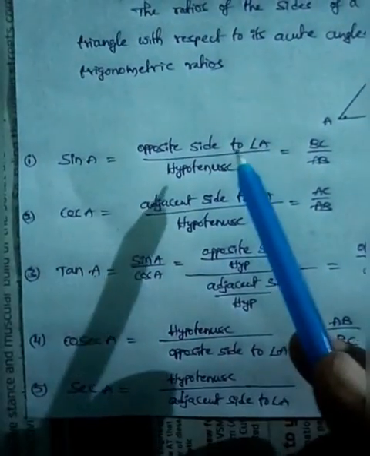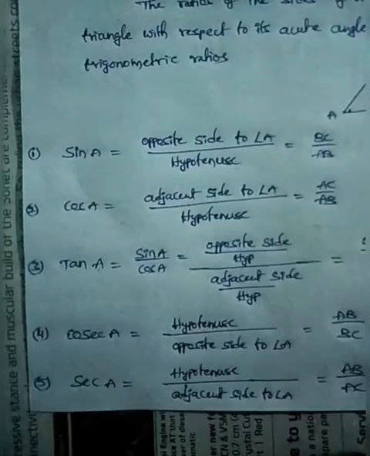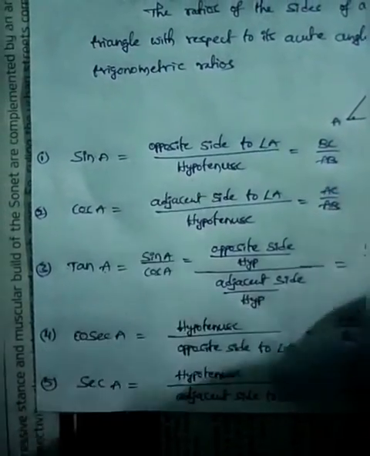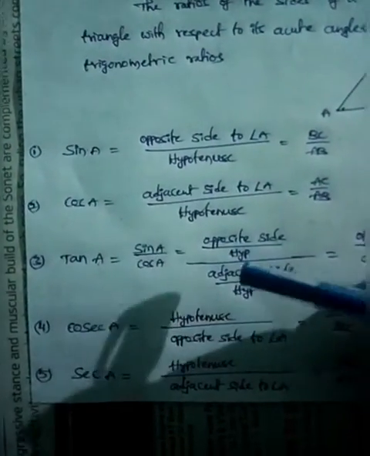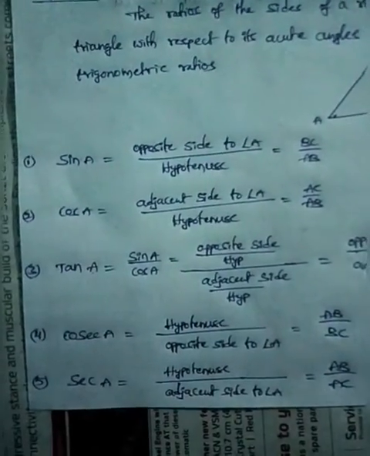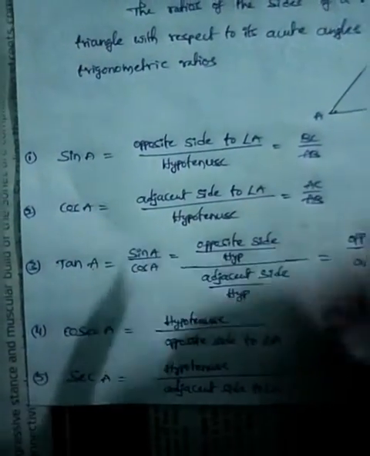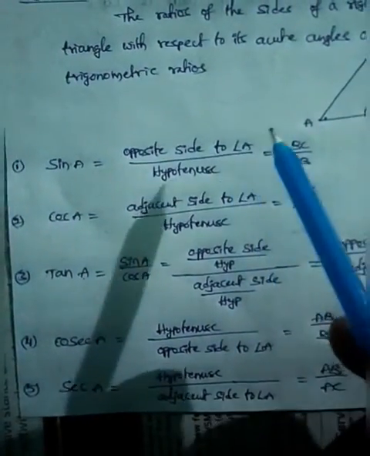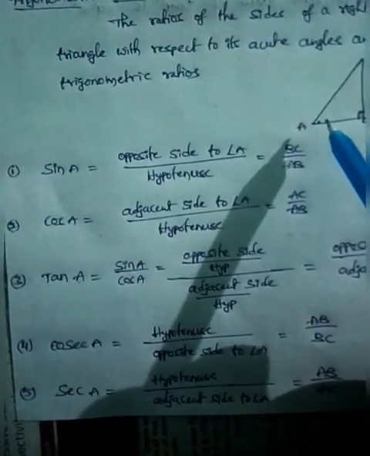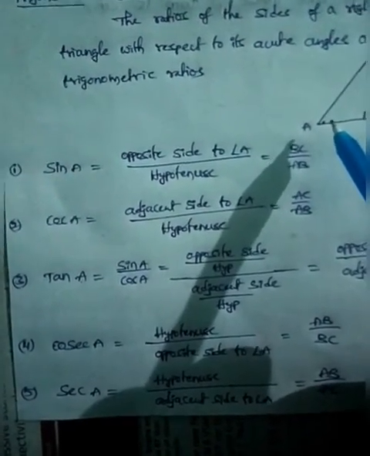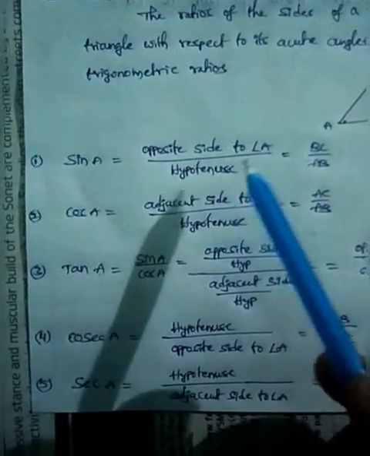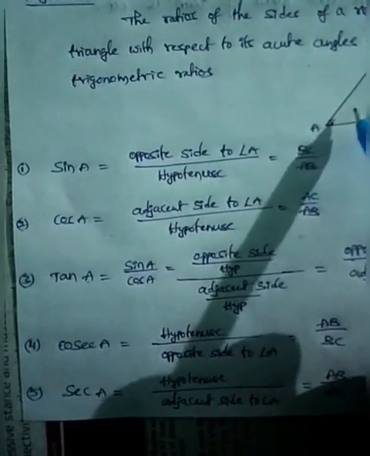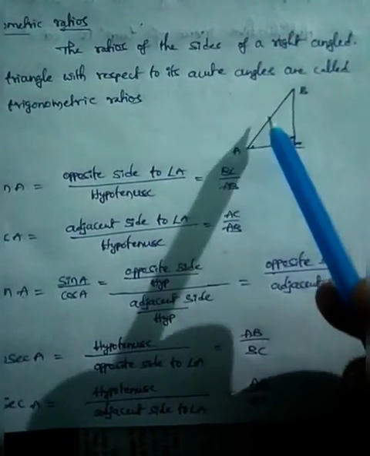Sin A means opposite side to angle A by hypotenuse. Children, you have to learn these formulae by heart, because the total chapter is based on these formulae. Sin A means opposite side to angle A by hypotenuse. Here the acute angle is A, so we can derive the sine ratio by taking the ratio between the opposite side to angle A and the hypotenuse.